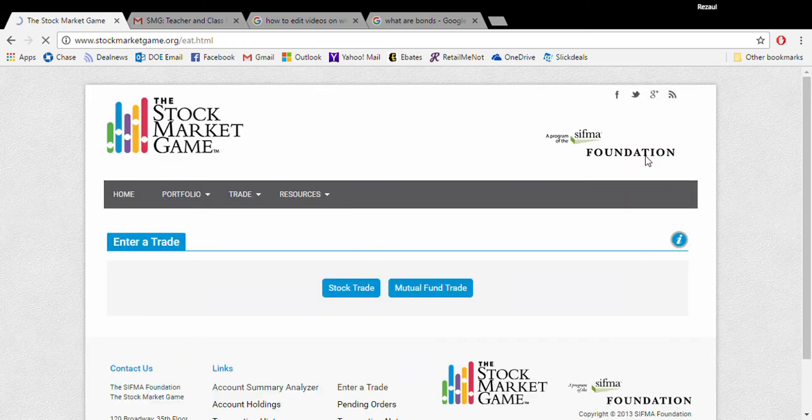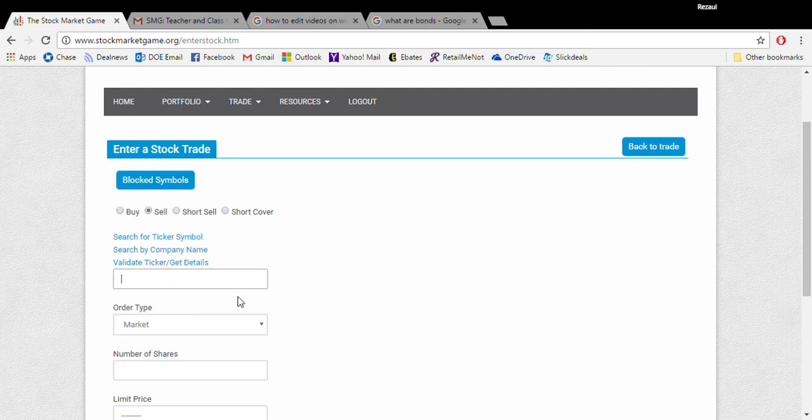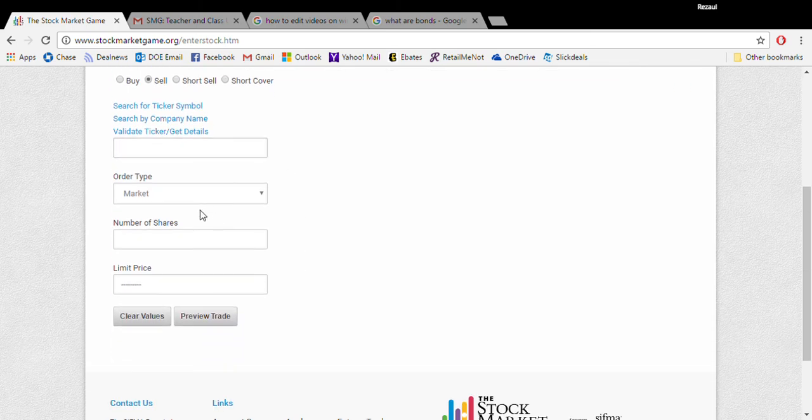And you do the same thing if you want to sell. You click on sell, put in your ticker symbol. Again, do you want to just sell at whatever the market price is, or do you want a limit? So if you put a limit, now it's a floor, meaning it won't sell anything less than $10, but it will sell if the stock price is more than $10, because when you're selling, you want more money. 5,000 shares, preview trade, and that's it.